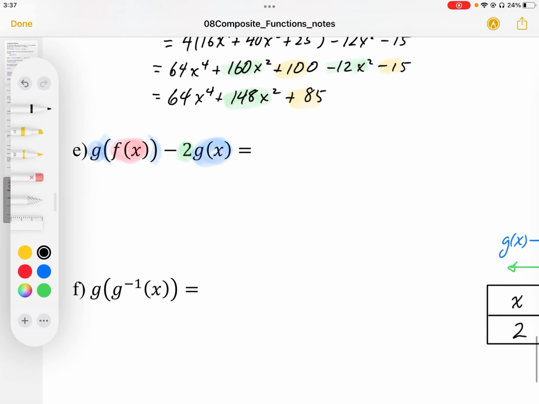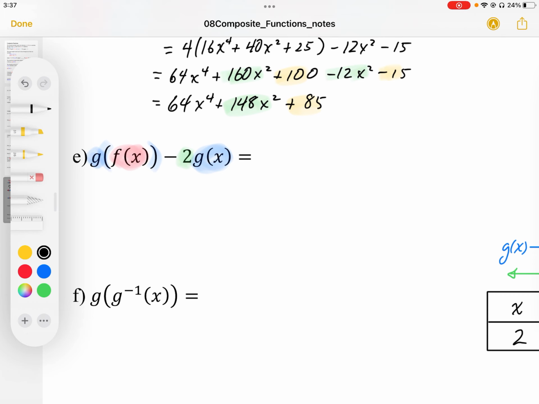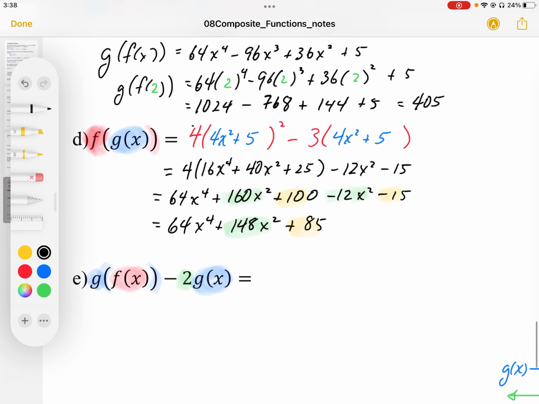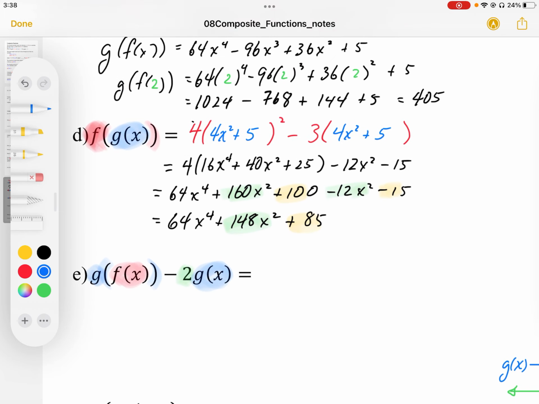For E, again, I'm going to have the outside function is g. So g is my 4x squared plus 5. So I'm going to write it this way. 4x squared plus 5 minus, I've got an extra coefficient on the outside. That 2 is on the outside of g. So then I need to group the g. So I'm going to put square brackets here. And this is going to be 4x squared plus 5.